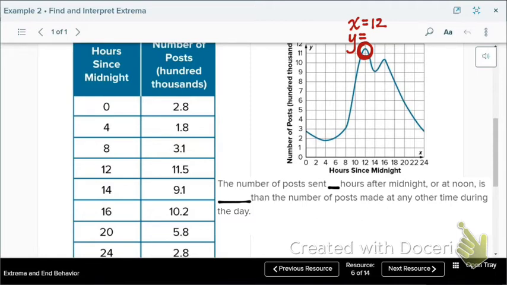11.5. How are they measuring this, though? Are there only 11.5 posts? That doesn't seem like very many. Yeah, it says 100,000. So 11.5 100,000 looks like this. And this is our maximum.